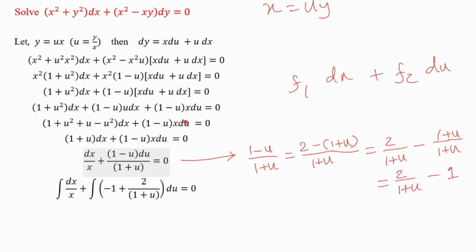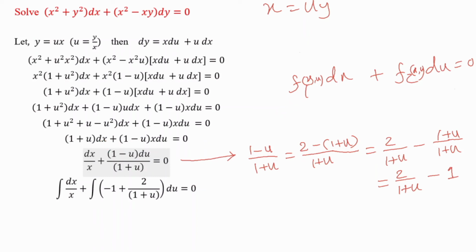Here f1 can be a function of x and u, f2 also can be a function of x and u. So when we rewrite this equation, we get 1 plus u dx plus 1 minus u x du.